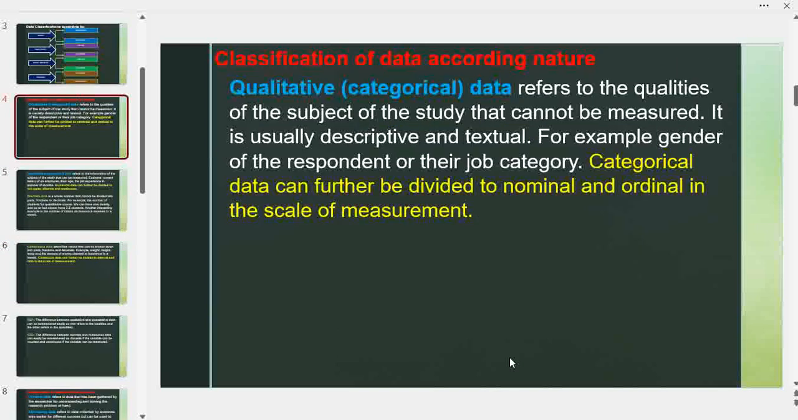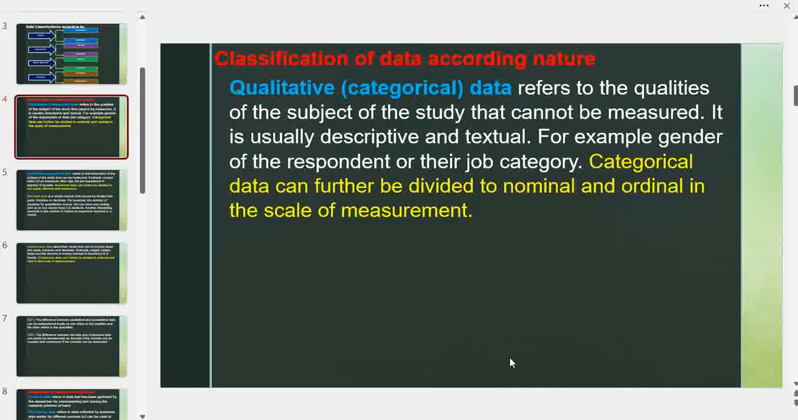But let me focus on qualitative and quantitative data. As we have already described, qualitative data, which we also call categorical data, are the qualities of the subject of the study. Qualitative or categorical data can be divided further into nominal or ordinal in the scale of measurement.